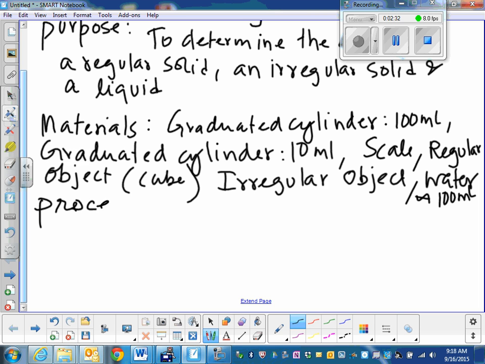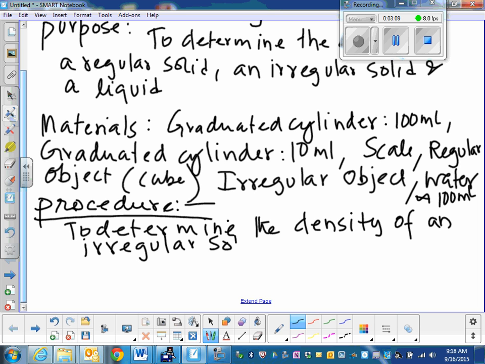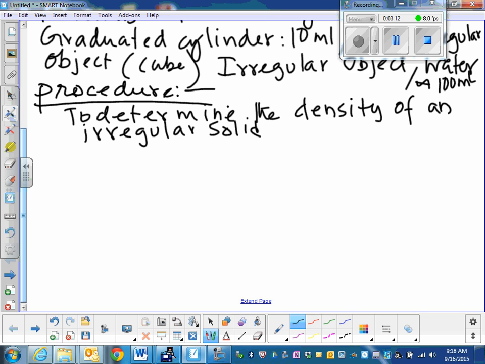All right? So, procedure. The first thing, I'm going to let you write out determining density of a regular solid and a liquid at home. I'm going to model one with you. You will finish the other two parts at home. So I'm going to say procedure to determine the density of an irregular solid. Okay, that's the one that I'm going to go over with you.